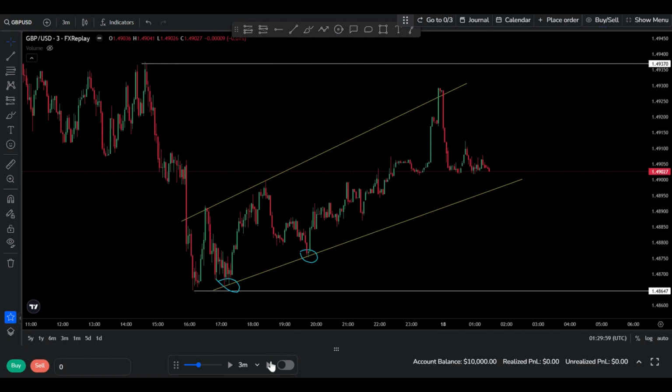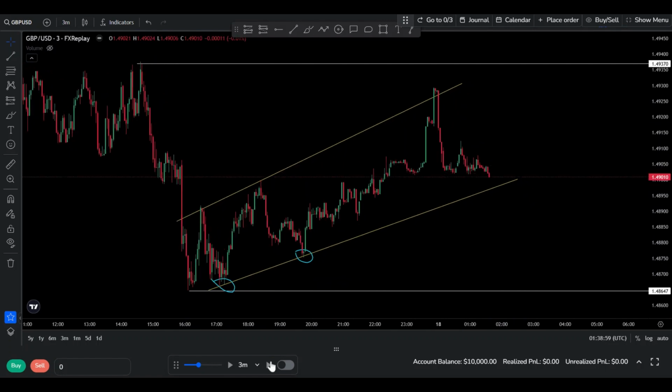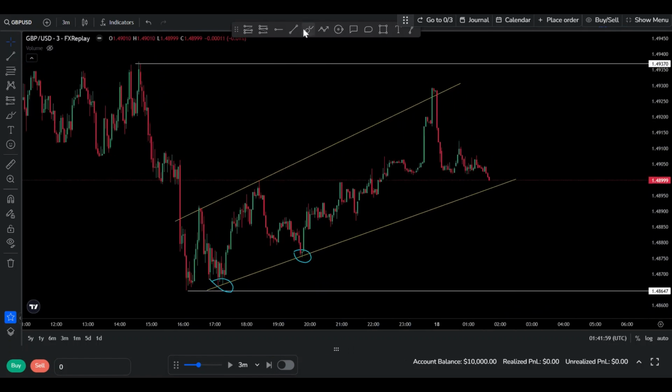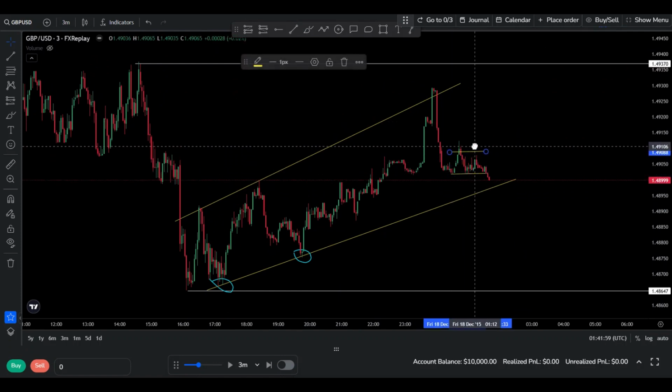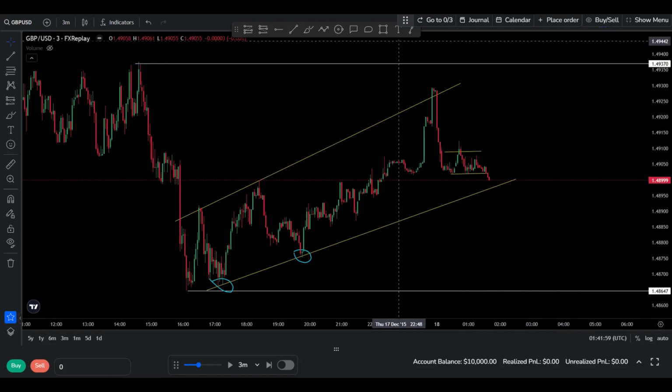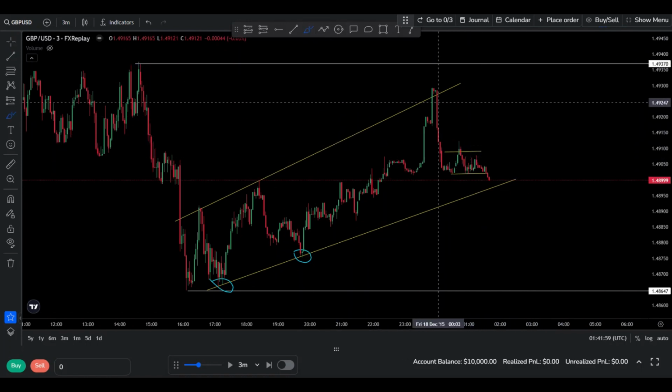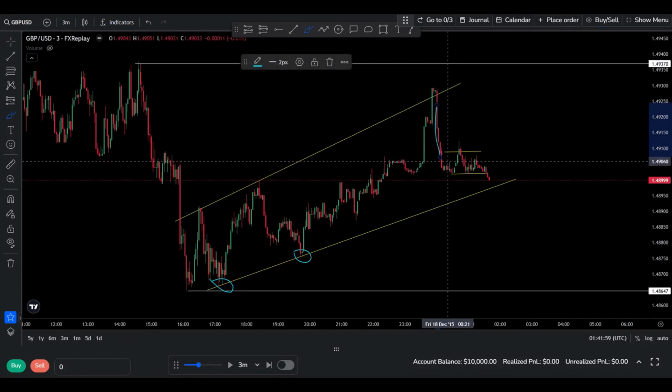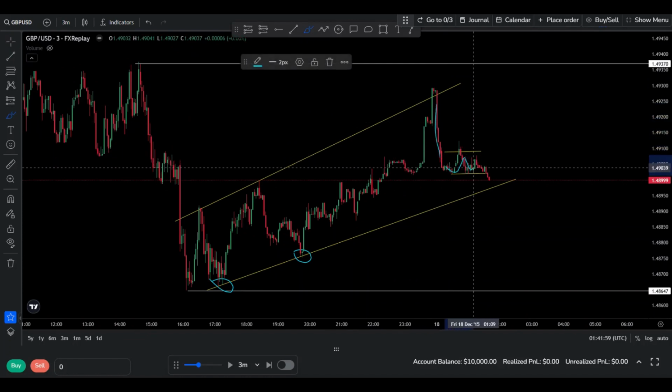Okay, I think I'm getting a pattern. This is looking like a continuation pattern. Remember the continuation pattern I taught you guys, which is a bullish flag or bearish flag. In this case, we're having a bearish flag. Price was already coming down before, and then this pattern just suddenly formed, right?